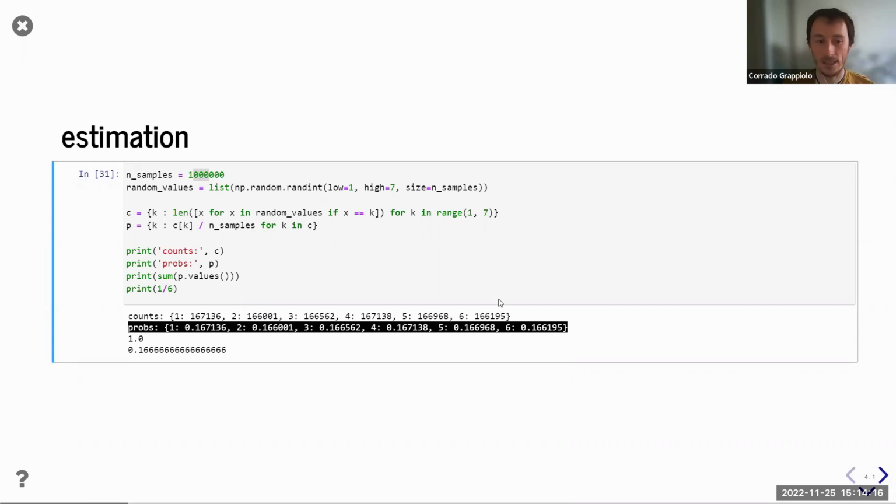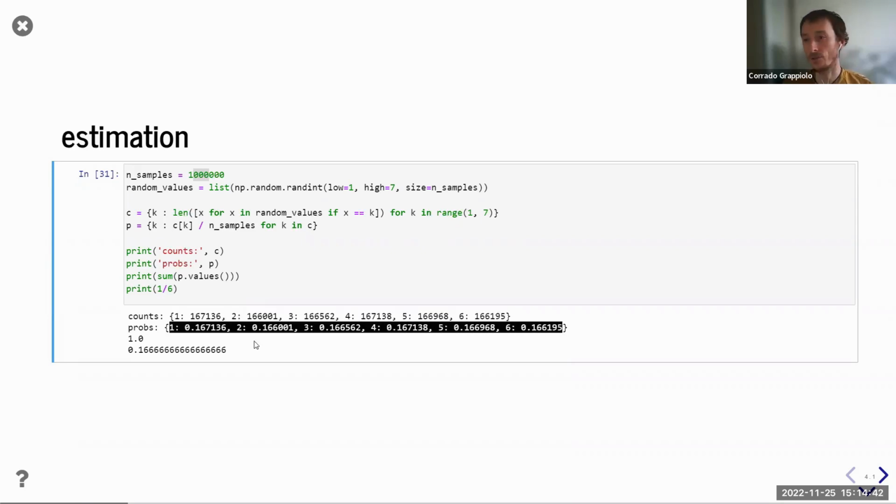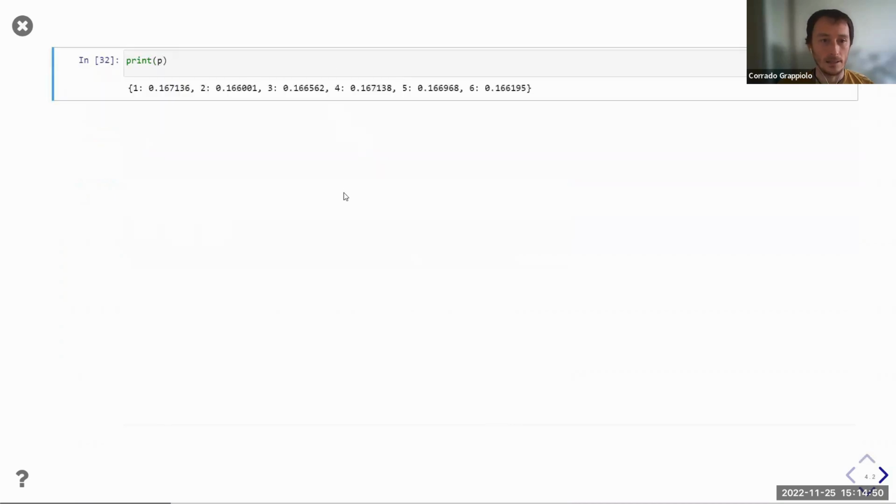A probability distribution is such that the sum of the probabilities of all the events is 1. Probabilities are values that range from 0, the null event, to 1, the certain event. In this case, we have the dice with 6 faces, so the sum of the probabilities of all possible events is the certain event, which means that by rolling a dice, you will always get a face as the outcome. These were the probabilities estimated from 1 million rolls.